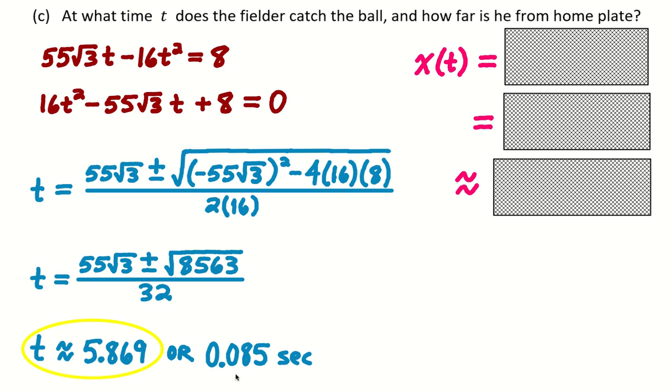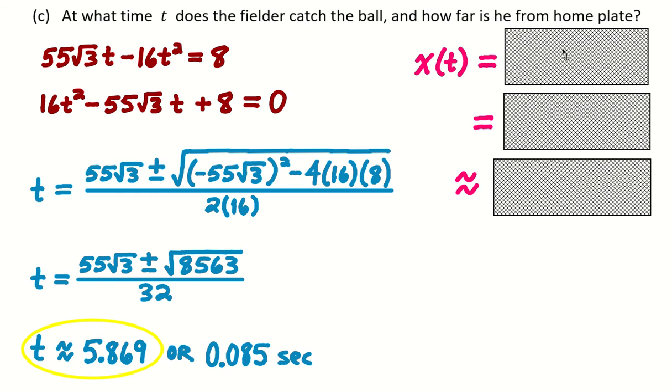I would imagine it explodes off the bat and almost right away reaches 8 feet, like 0.085 seconds. But then it comes back down again and is caught, right? I don't think the fielder was standing directly in front of the batter. Wow, that would be impressive, to jump right in front of the batter at the last split second and catch the ball immediately coming off the bat. Oh my gosh, that'd be crazy. But no, it's not that.